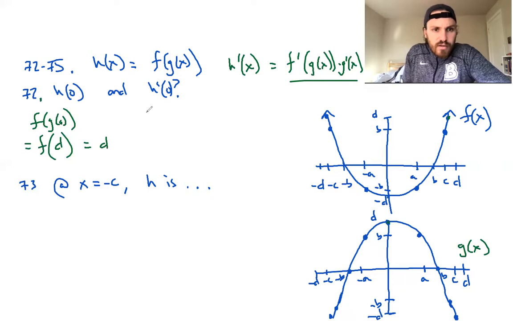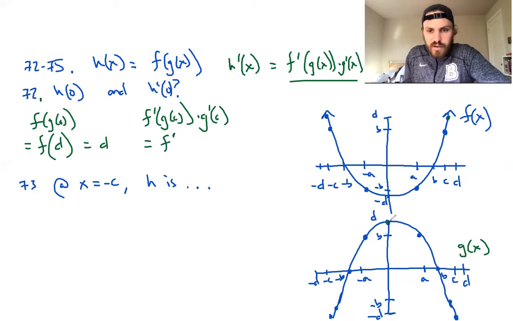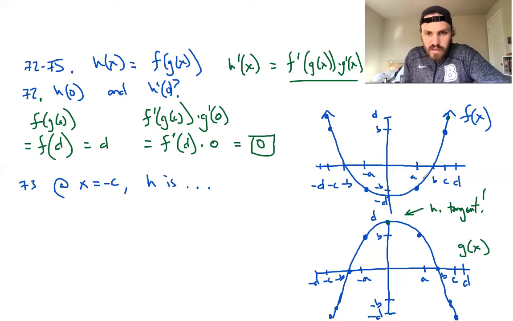h prime of 0 should be equal to f prime of g of 0 times g prime of 0, okay? So let's see, f prime of g of 0. So that's going to be f prime of, remember, g of 0 was right here, it was d. So f prime of d times g prime of 0. That's a 0 right there. And g prime of 0 is 0 because there's a horizontal tangent right there, right? So that means that g prime of 0 should be 0. So this is going to be f prime of d times 0, which is simply 0 because f prime of d, I don't know what it is.